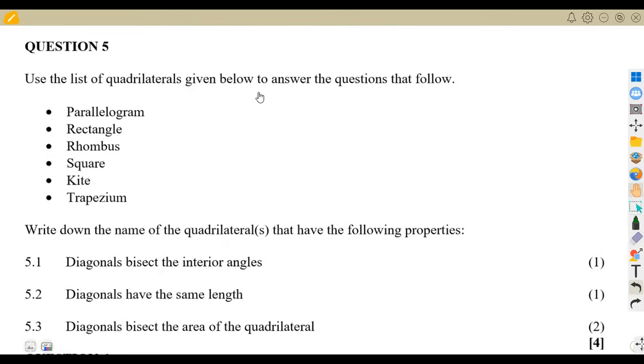Every topic has an introduction. So go back to the introduction and watch the videos on the introduction so that you understand.